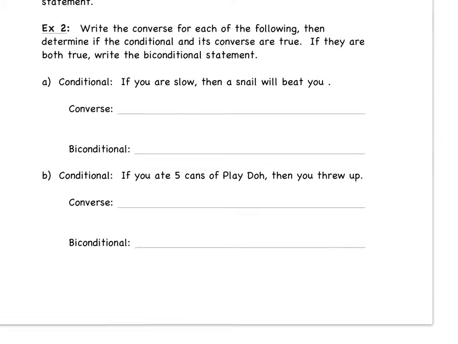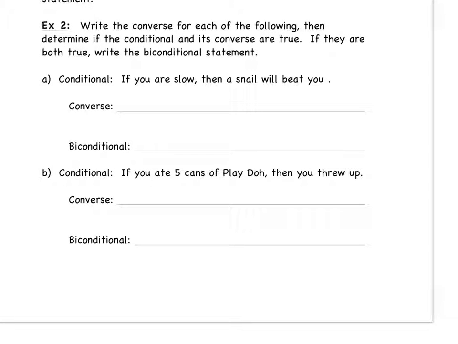Example number 2. Write the converse for each of the following, then determine if the conditional and its converse are true. If they are both true, then write the biconditional statement. By biconditional statement, we're combining both the converse and the conditional statement into one statement. So, if you are slow, then a snail will beat you.